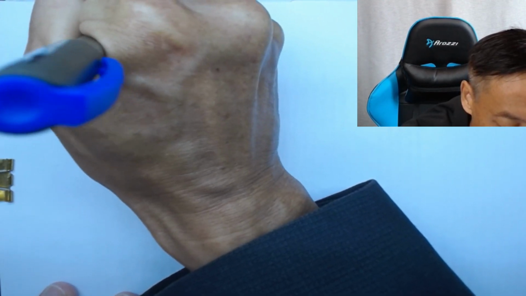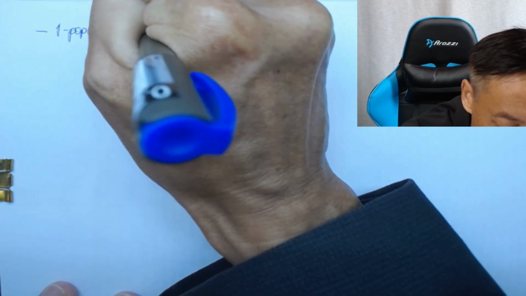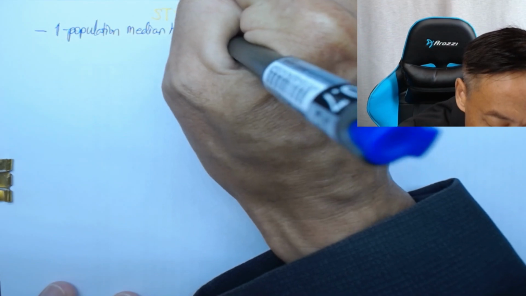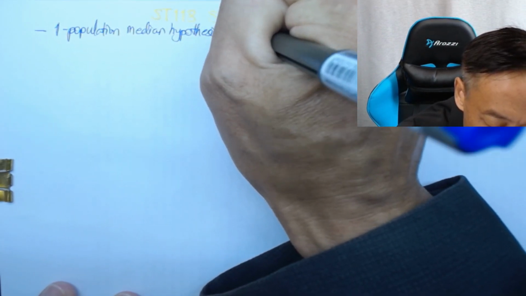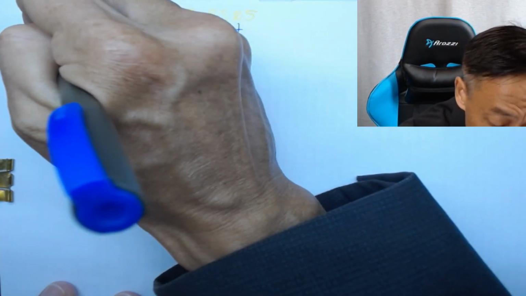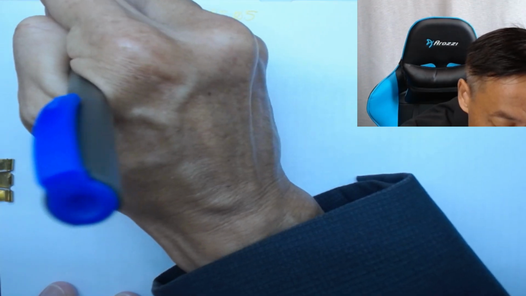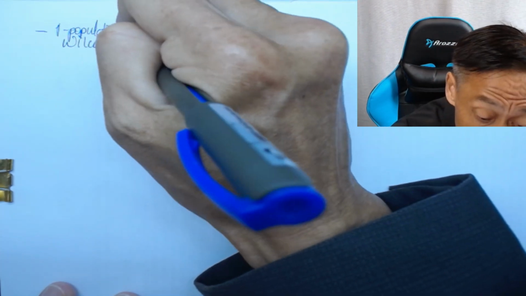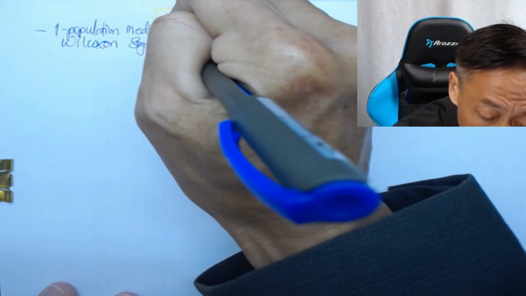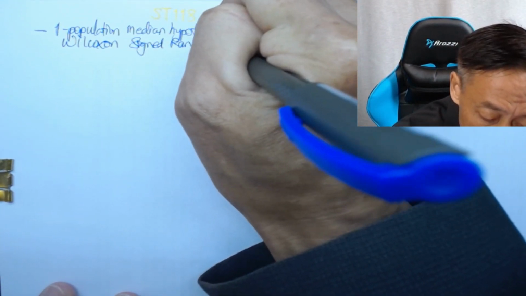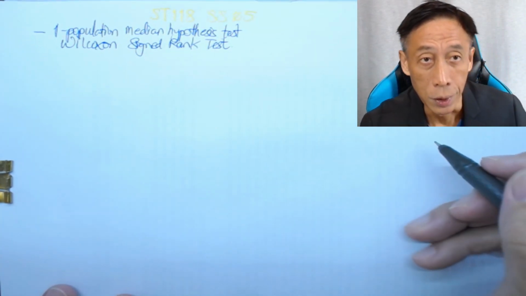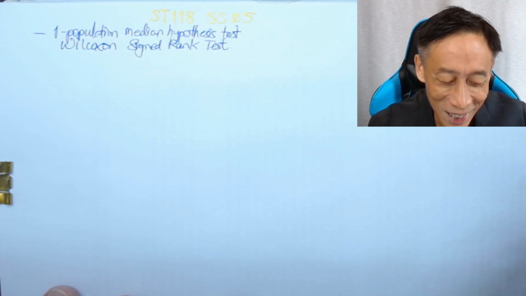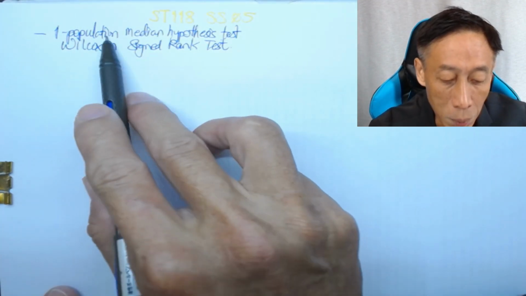So it's a one population median hypothesis test, also known as the Wilcoxon signed rank test. Right. Now, just to bring the outcome up front, this is used in one population median test.